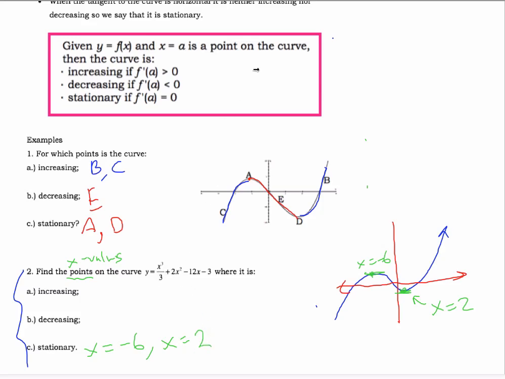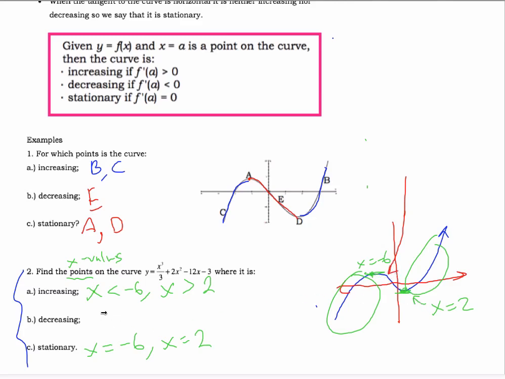Okay, so where is it decreasing? Well, let's look at where it's increasing first of all. It's increasing from negative infinity all the way up to negative 6, right? So if x is less than negative 6, it's increasing. This whole section is x less than negative 6. It's also increasing here at x greater than 2. Alright, and it's decreasing right here in between negative 6 and 2.